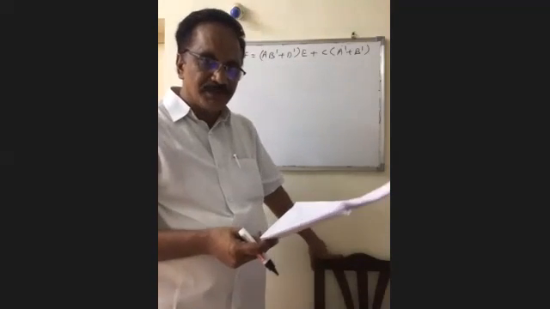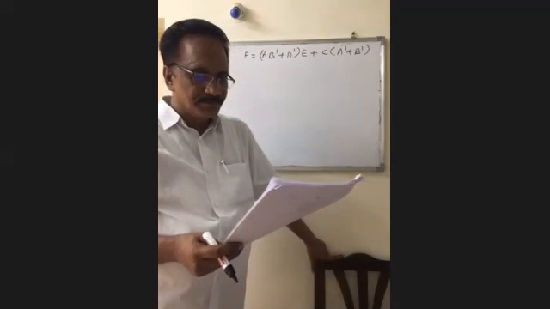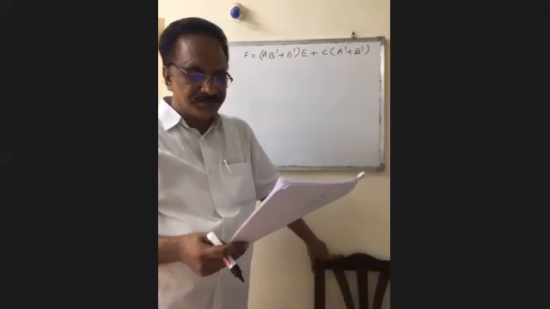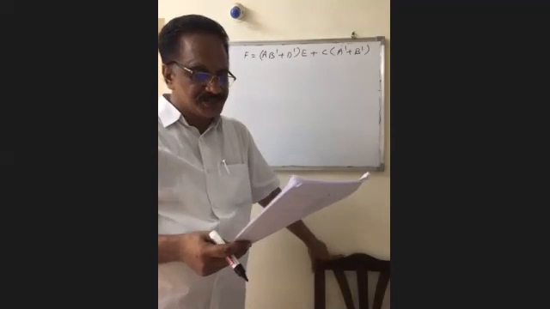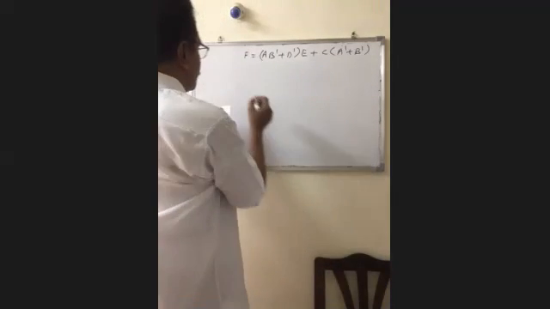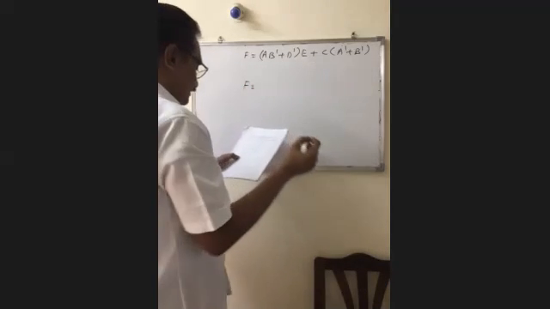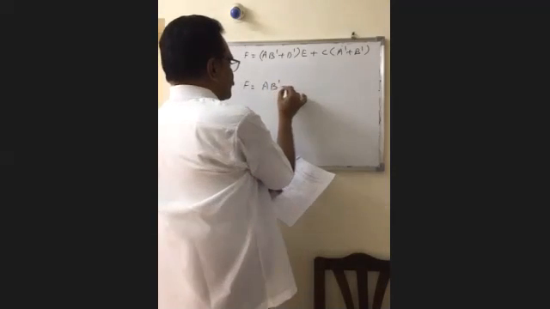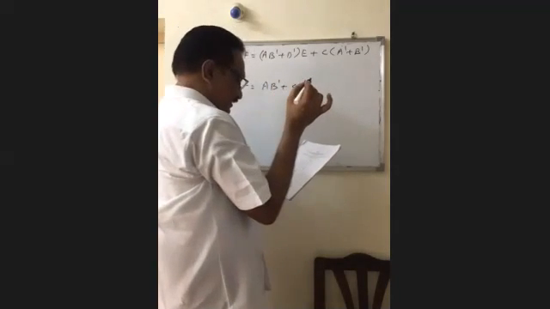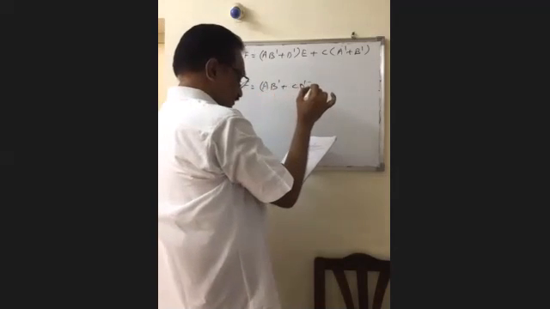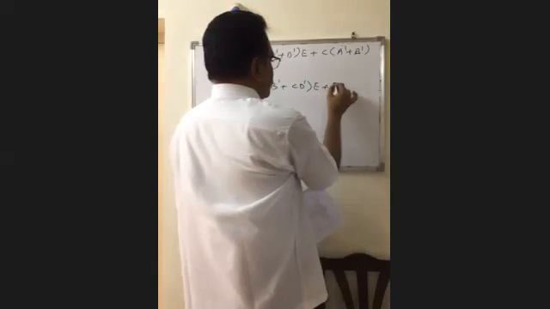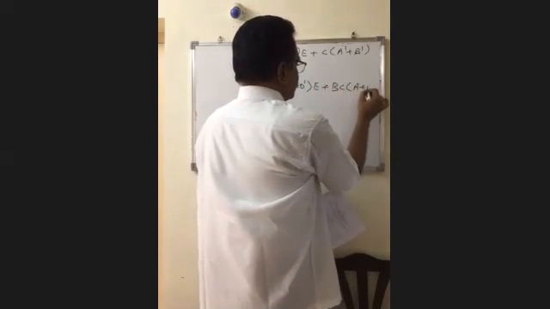And take one more example. Implement the following Boolean function with only two input NOR gates. F is equal to A B dash plus C D dash into E plus BC into A plus B.